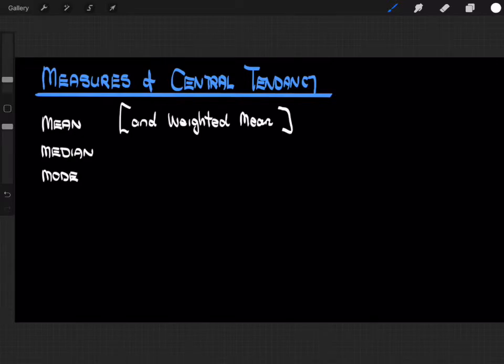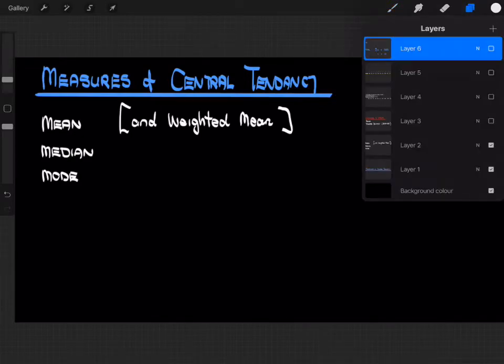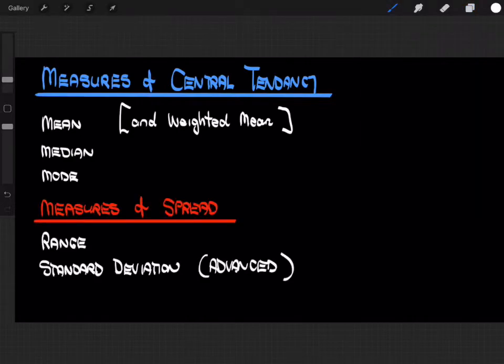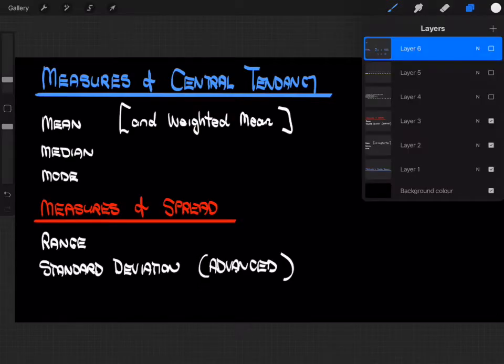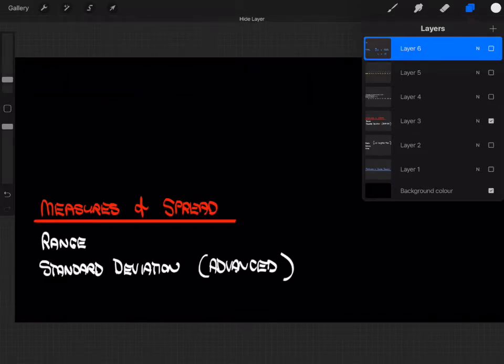In our next screencast, we'll also look at measures of spread, which is how we look at the range of data, and for those of you who want to do more advanced work, we'll be looking at standard deviation, and that's in the second screencast. Okay, so moving on, let's have a look at our example.